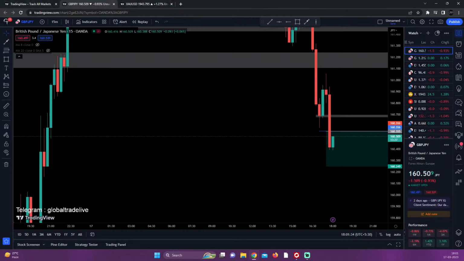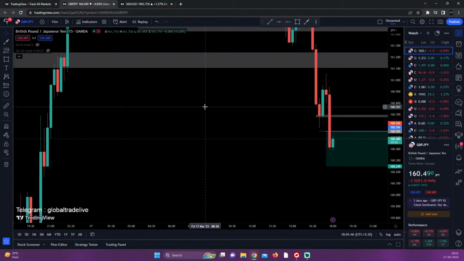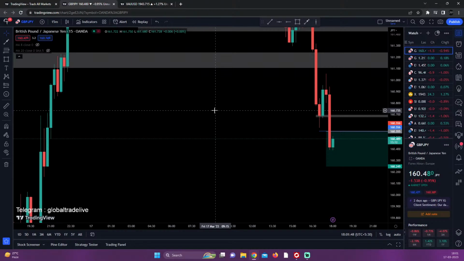So, how many of you just got this trade over here? If anybody got this trade over here, just tell me, send me your charts if you want to.